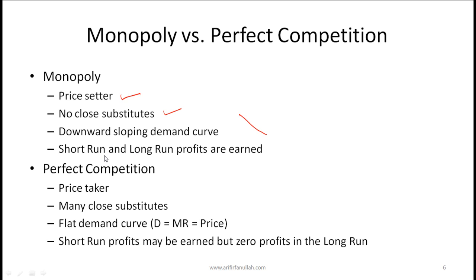Demand curve is downward sloping, that we've talked about, and a monopoly can earn profits both in the short run and the long run. As a quick refresher, in perfect competition, companies simply take a price, which is set by the market. There are many very close substitutes. Demand curve is flat, and if you recall, the demand curve, marginal revenue and marginal price were all the same. A perfectly competitive business might earn profits in the short run, but in the long run, economic profits will always be zero.